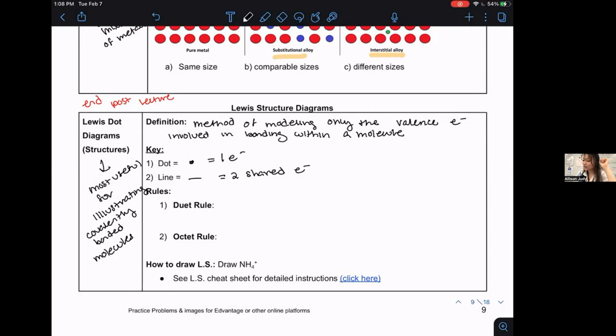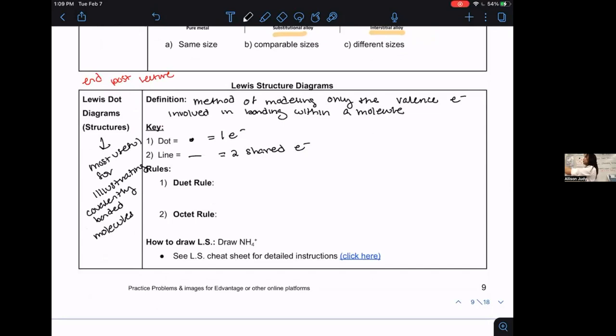Most useful for illustrating covalently bonded molecules. So there's a couple rules that we follow in order to determine how things bond. The first rule is known as the duet rule, and it only applies to two elements, hydrogen and helium. When sharing electrons, they share in such a way that they want access to two valence electrons. That's how they like to share. That determines how we draw and illustrate the bonding patterns via Lewis structures.